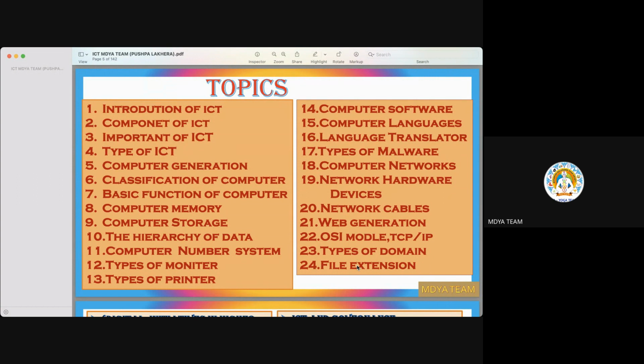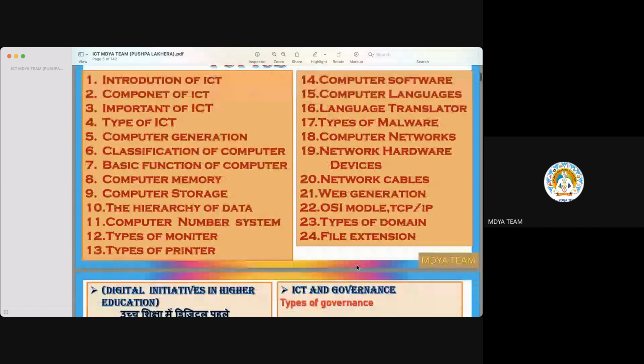Software, languages, not in detail, but we'll cover these topics on the surface. And malware also, sometimes they ask questions on it in your examination. So networks, hardware devices, cable, web generation, OSI model, TCP/IP. It's very deep into this ICT, but we'll study somewhat on the surface level only, and then file extensions and all that.